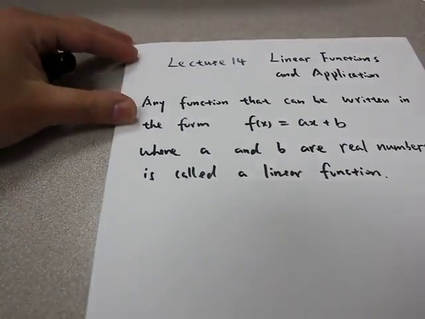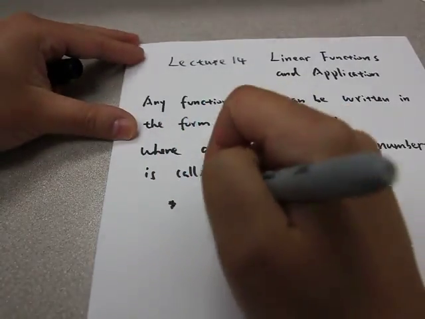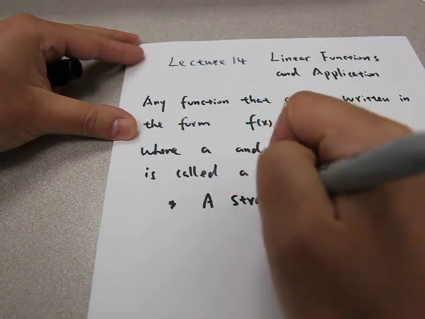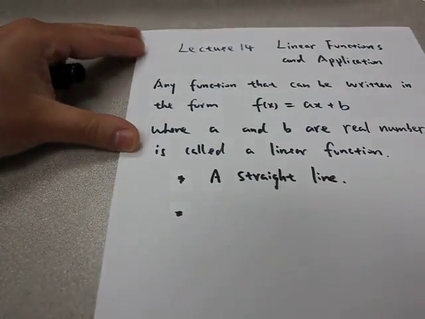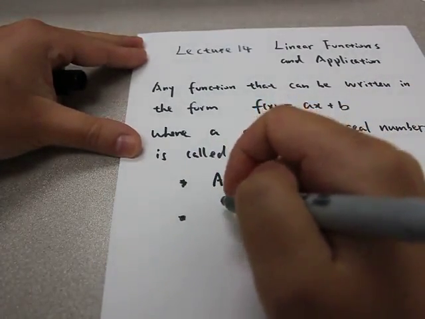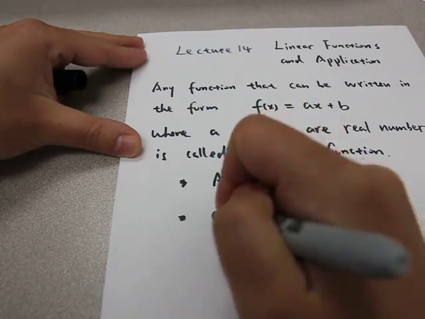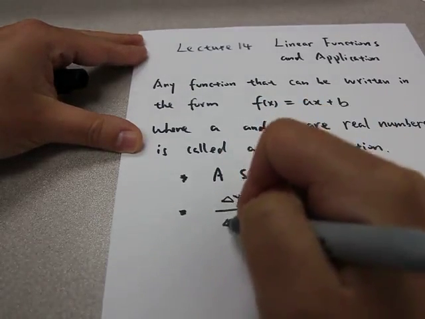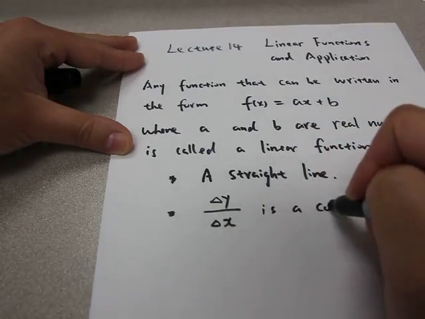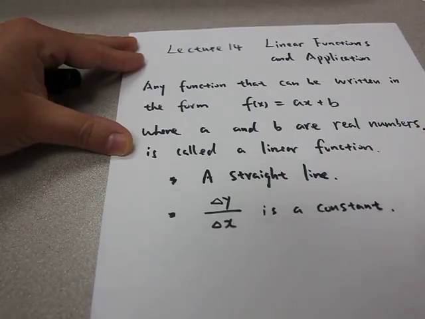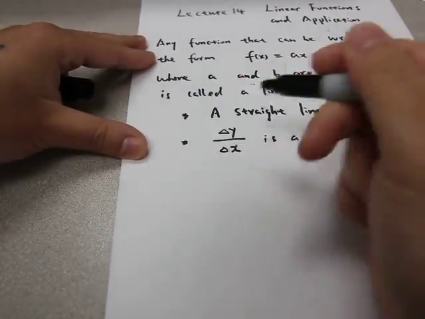Now the properties of linear functions: the graph of a linear function is a straight line. And another property is that the ratio of the change of y to the change of x is always a constant.